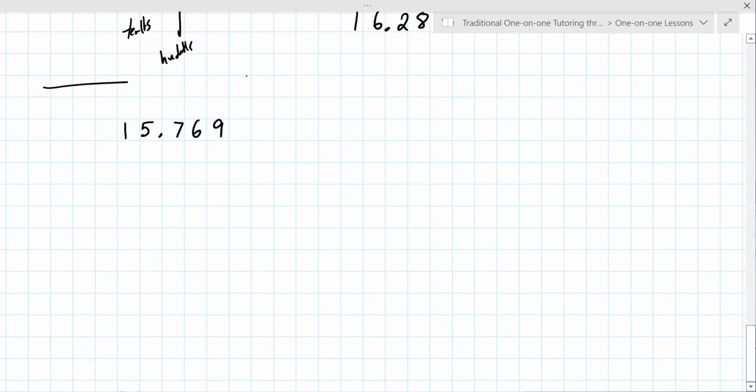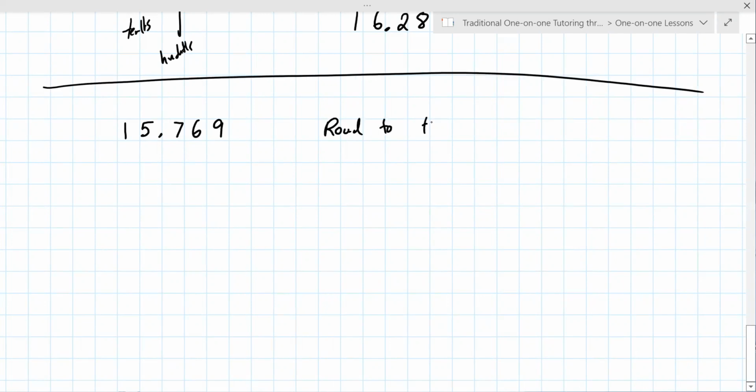15.769. And I want you to round to the nearest hundredth. Okay. So you have to first figure out which number is in the hundredths position. Which number is that? 6. And you look at the digit to the right of it. Does it round up or down? It rounds up.